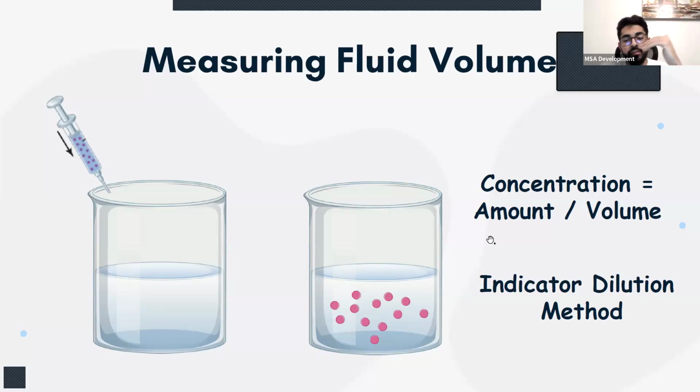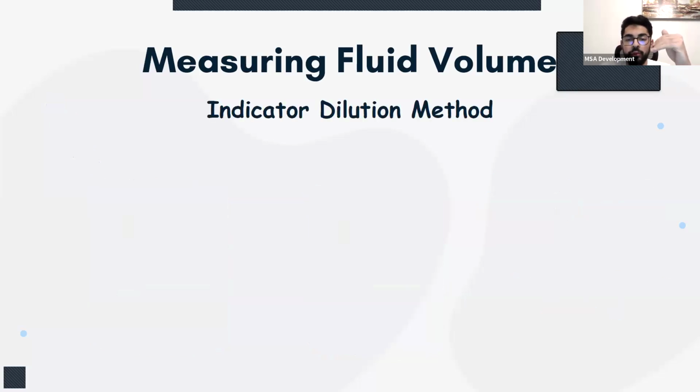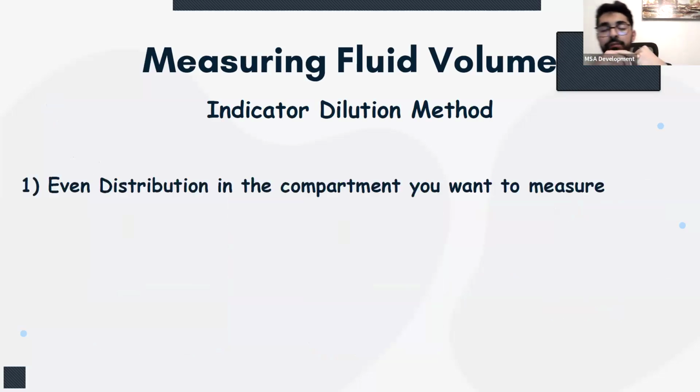So in order to use the indicator dilution method to calculate the fluid volumes in our body, we need to fulfill 3 criteria about that indicator, okay? So this indicator needs to fulfill 3 criteria. First one, it needs to evenly distribute in the compartment that you are aiming to measure. So if you want to measure total body water, you want to make sure that this indicator is going to distribute evenly across all the water in the body.